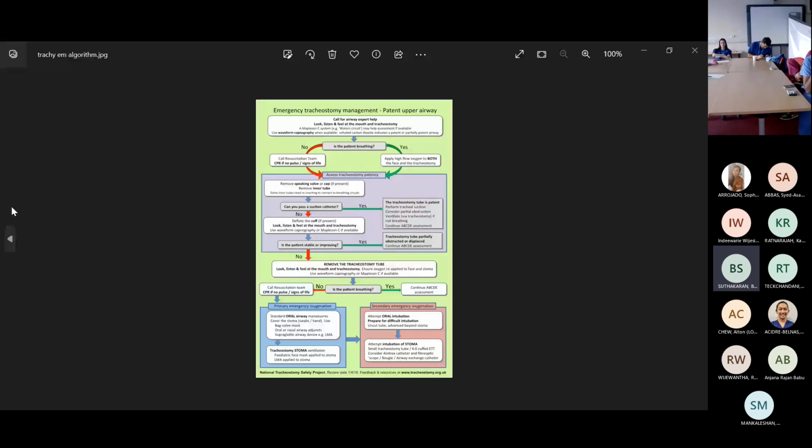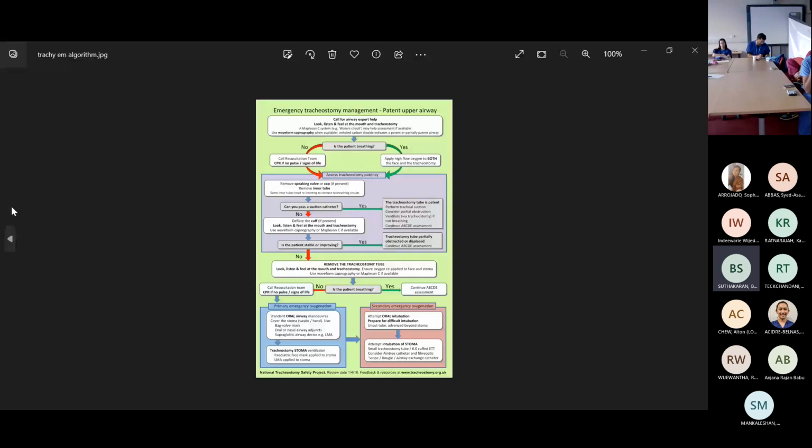So give it a look, listen and a feel. If you find that the patient is improving, that's good. It means that there was probably a partial obstruction of the tube, or the tube is displaced. If the patient is not improving and is still not stable, then remove the tracheostomy tube itself. Ensure that oxygen is supplied to the face and the stoma, and then reassess.